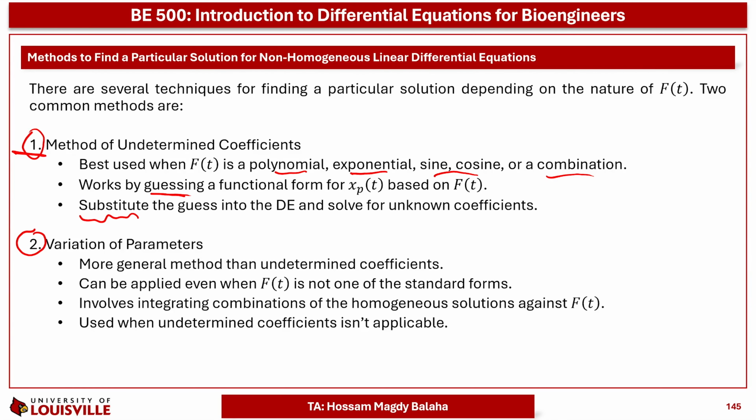And based on that guess, we substitute in the given differential equation to get the unknown coefficients. For the second method, variation of parameters, we can use it as a more general method than undetermined coefficients, and you can use it when f of t is not one of the standard forms. When solving the differential equation using this method, we involve the integration of the homogeneous solutions against f of t. So simply, you check f of t. If it's in these forms, then you can use the method of undetermined coefficients. Otherwise, you can use variation of parameters. We are going to understand the different steps for each of them after a while.